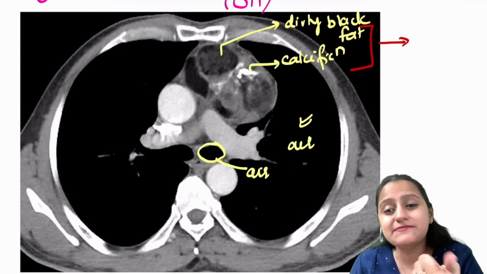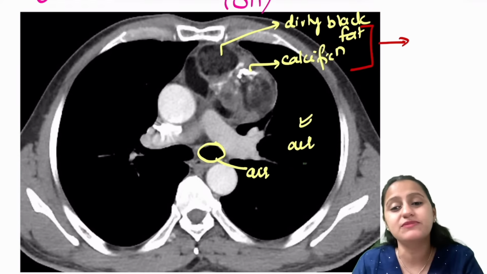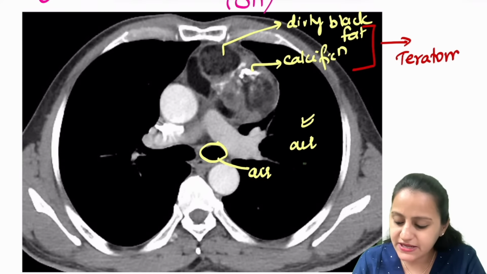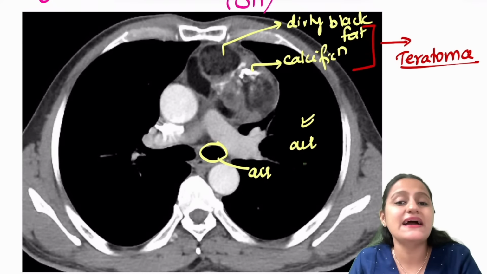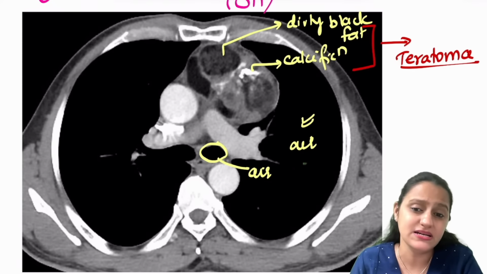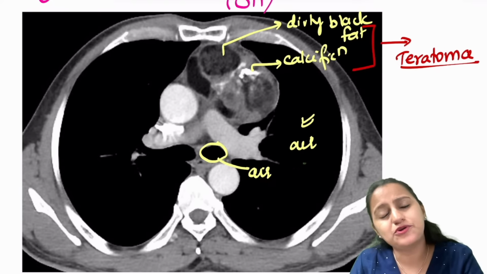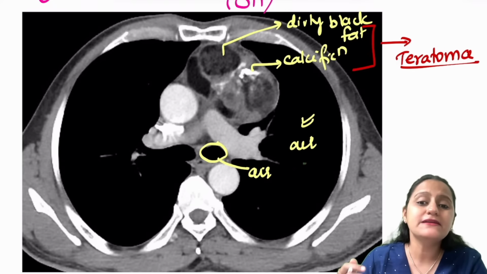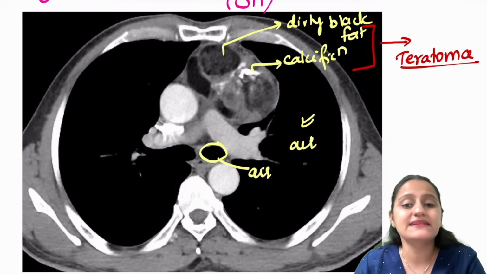So basically it's a mass which arises from all the 3 germ layers. It has various tissues. What is that? It is a teratoma. Okay, it's a mediastinal teratoma that you are seeing here. Similarly, ovarian teratoma also has calcification and fat both. So remember, teratoma has fat plus calcification.